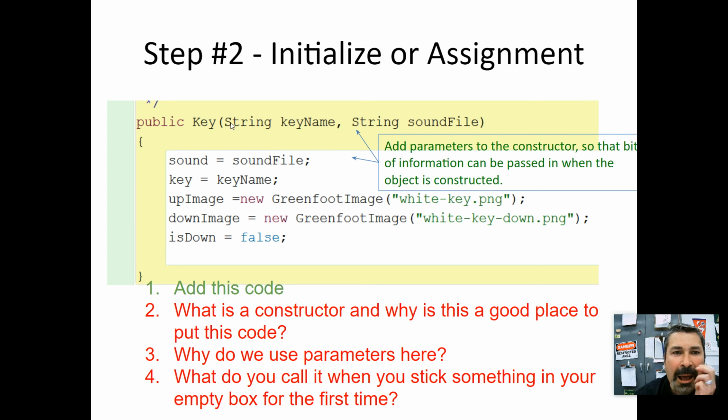Okay, so whenever we make a key, we're going to send in the information. Here's your key name. Here's your sound file. We're passing in additional data. And then we're going to go from keyName into key, and from soundFile into sound. So sound equals soundFile, key equals keyName. The up image: for now, they're all going to be white images. We'll switch it to the black images later. All right, and we already had down as false, right? We should have already had that if you didn't do it.